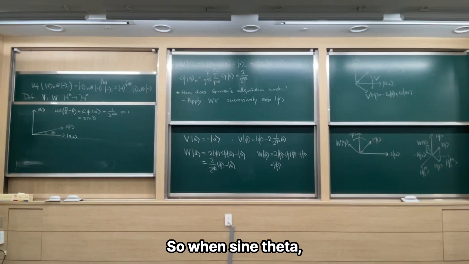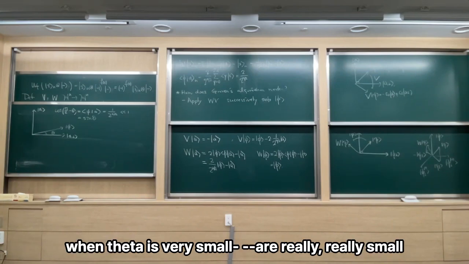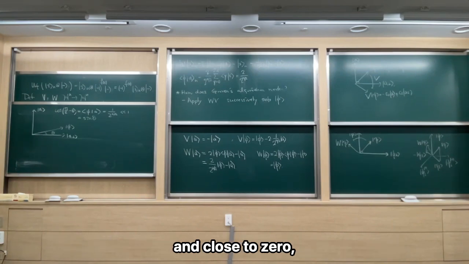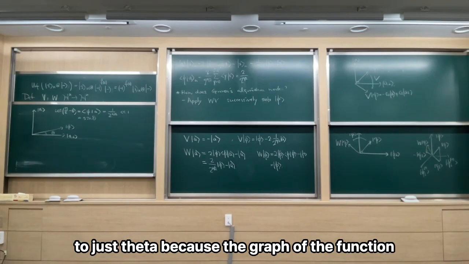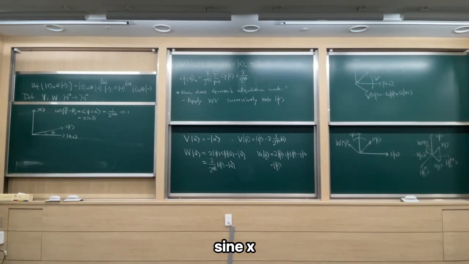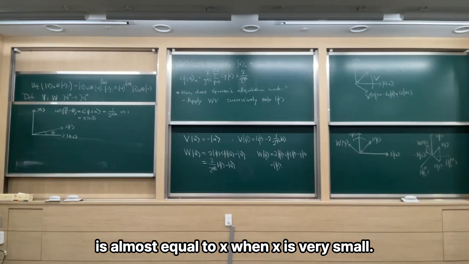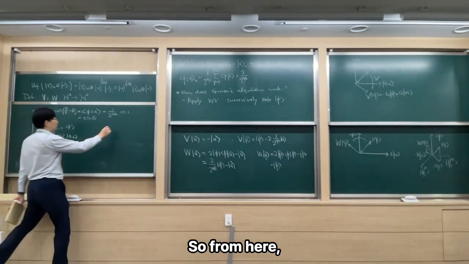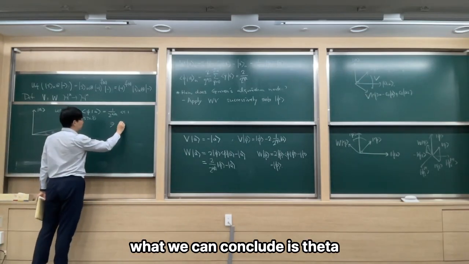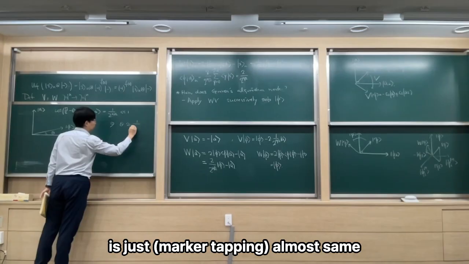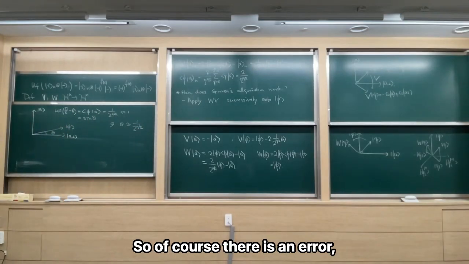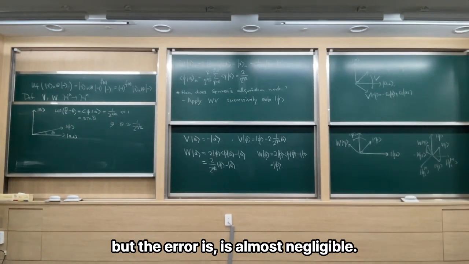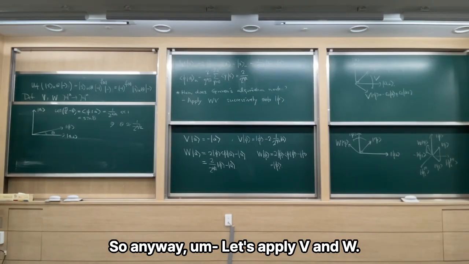When zeta is really small, close to 0, sine zeta is almost equal to just zeta, because the graph of the function sine x is almost equal to x when x is very small. So from here, we can conclude zeta is almost the same as this value. Of course there is an error, but the error is almost negligible. So anyway, let's apply V and W.